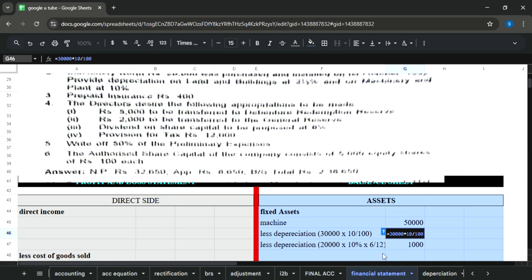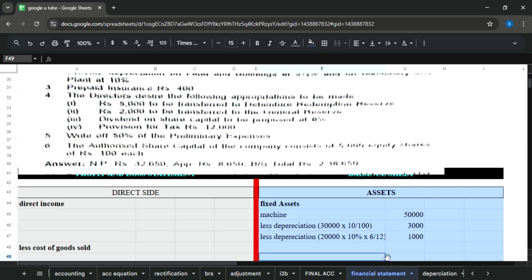So depreciation is calculated. First we saw the asset was a single entity, but we are calculating two different depreciations because this machine had further parts. One part of this machine was purchased on 1st October. So we have calculated its depreciation only for 6 months, and the remaining depreciation is normal.